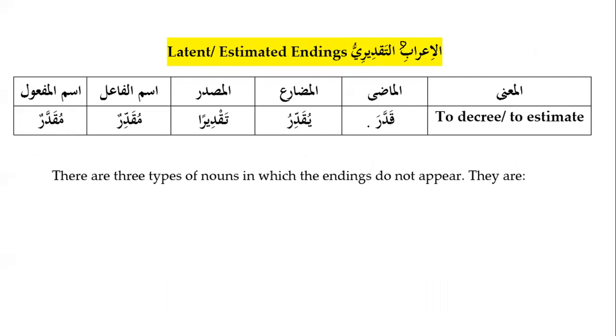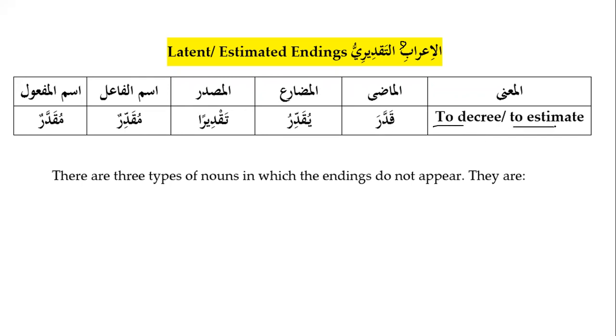Qaddara, taqdir, that is to estimate. Yes, written over here. Qaddara yuqaddir taqdiran. And then we have ism al-fa'il, which is muqaddirun, and ism al-maf'ul, which is muqaddarun. When it refers to Allah subhanahu wa ta'ala, it's used three times in the Quran, taqdeer al-aziz al-alim. So that means the decree of Allah subhanahu wa ta'ala.